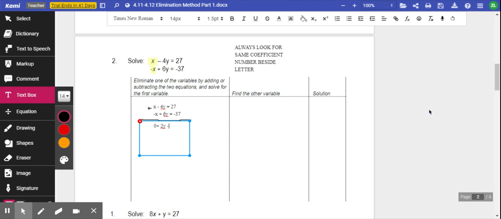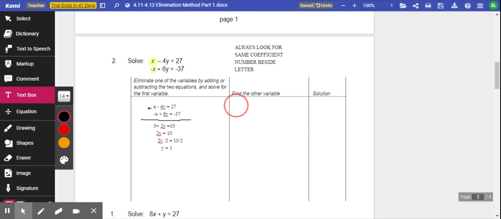And then we have 27 plus negative 37. So we're subtracting 37, and it's just going to be negative 10. So then we're going to be left with, since we have no x's, 2y equals negative 10. And in this case, 2y divided by 2 equals negative 10 divided by 2, and then y being equal to negative 5.